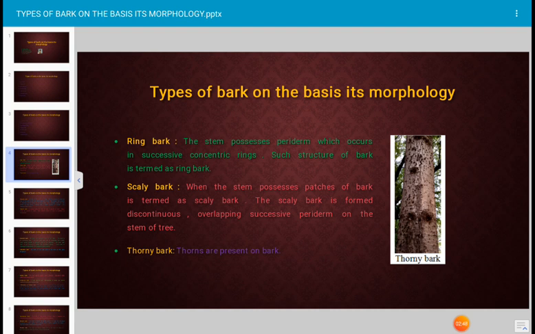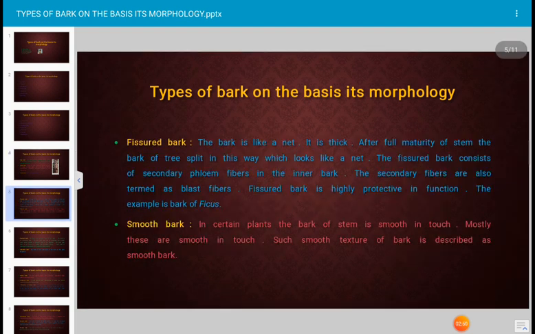Next, featured bark. The bark is like a net. It is thick. After full maturity of the stem, the bark of the tree splits open in this way, which looks like a net. The featured bark consists of secondary phloem fibers in the inner bark, and the secondary fibers are also termed as bast fibers. Featured bark is highly protective in function. The example is bark of the Ficus.